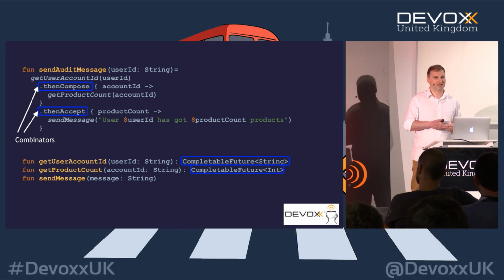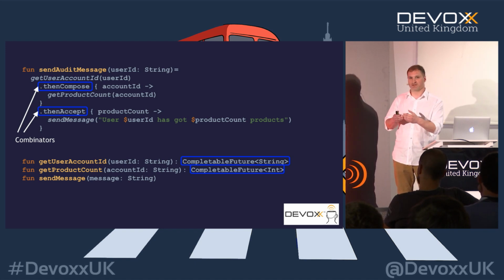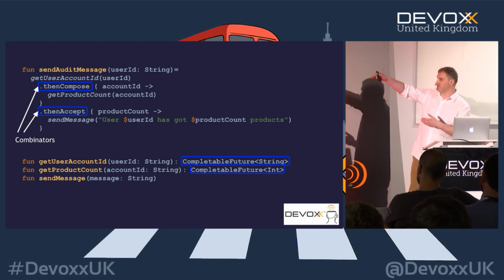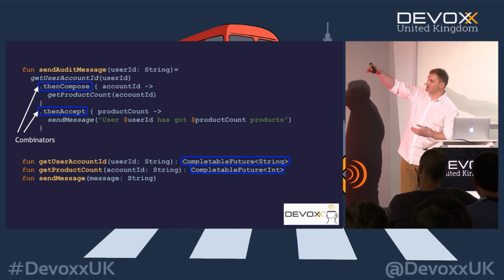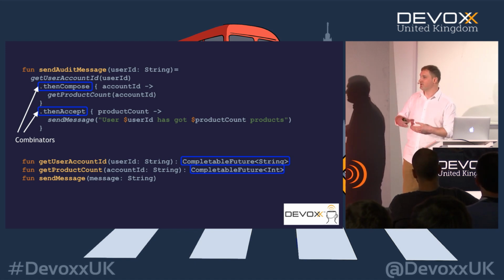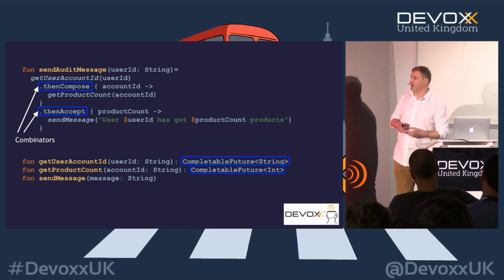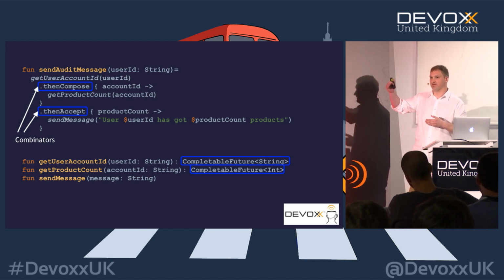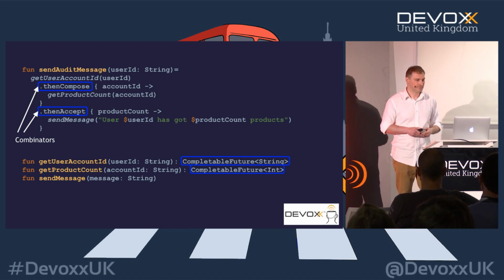The other problem is that now your code mixes business logic with infrastructure logic. Here you have business logic in the form of those three methods, and you have infrastructure logic in the form of those thenCompose, thenAccept, etc. So it's less fluent to read, it's very difficult to write, and if you want to add things like retrying calls to some method if it throws an exception, it becomes really a pain.